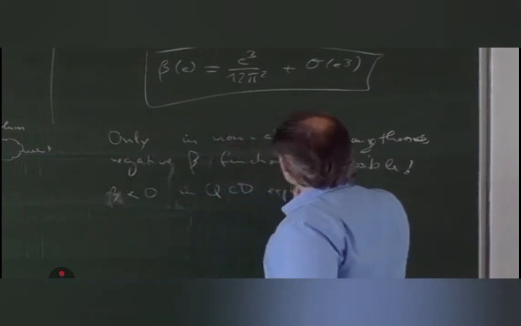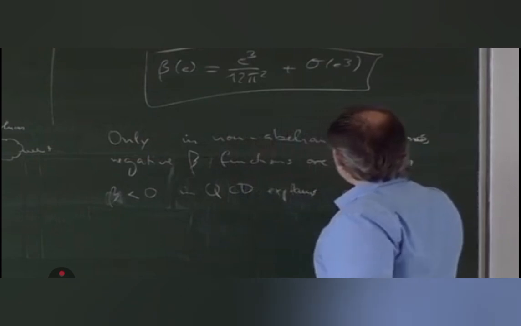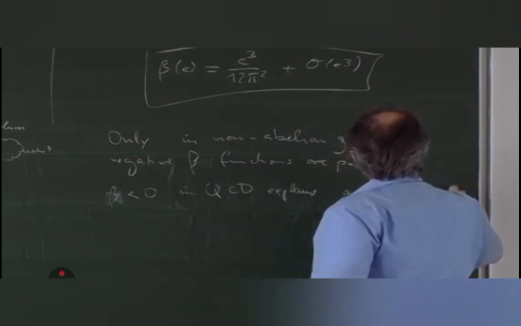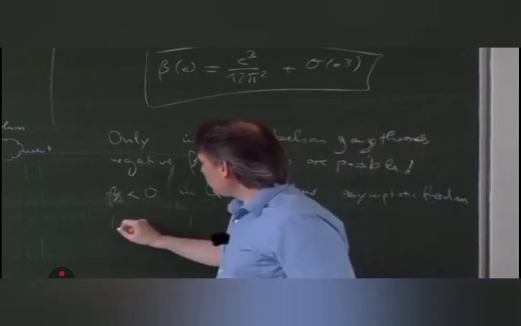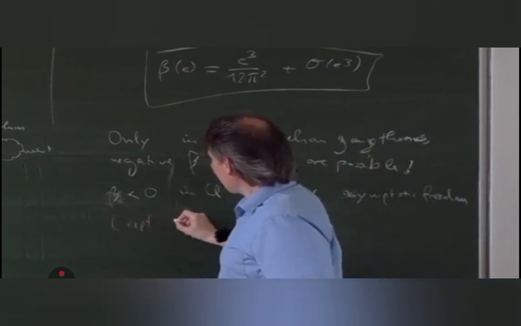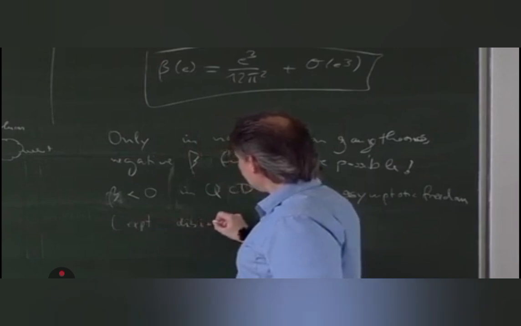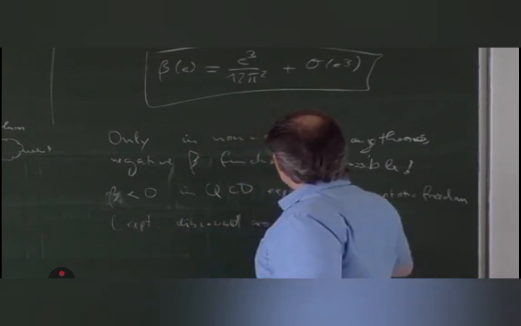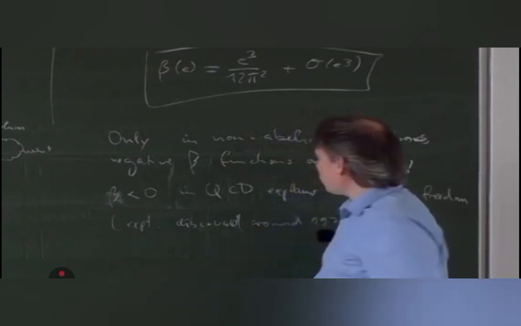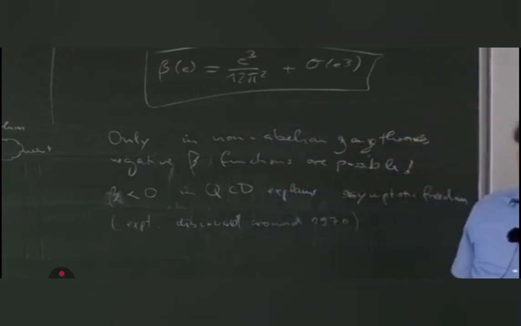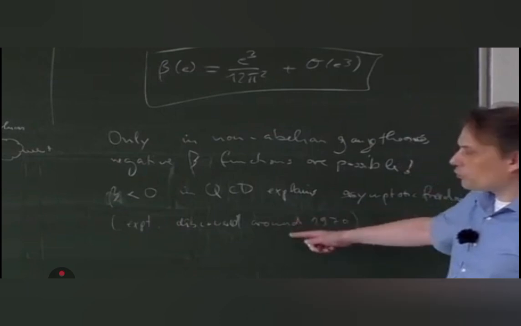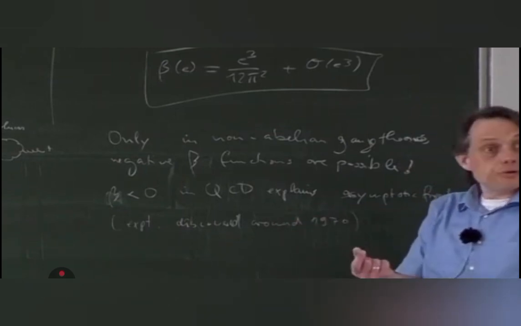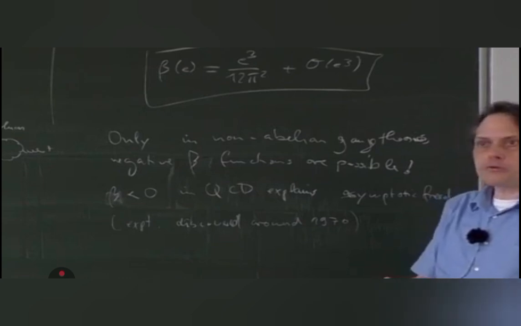explains asymptotic freedom, which was experimentally discovered around 1970. So it was observed that hadrons behave in a way which corresponds to stating that hadrons consist of constituents, and the constituents at high energy behave like free particles.